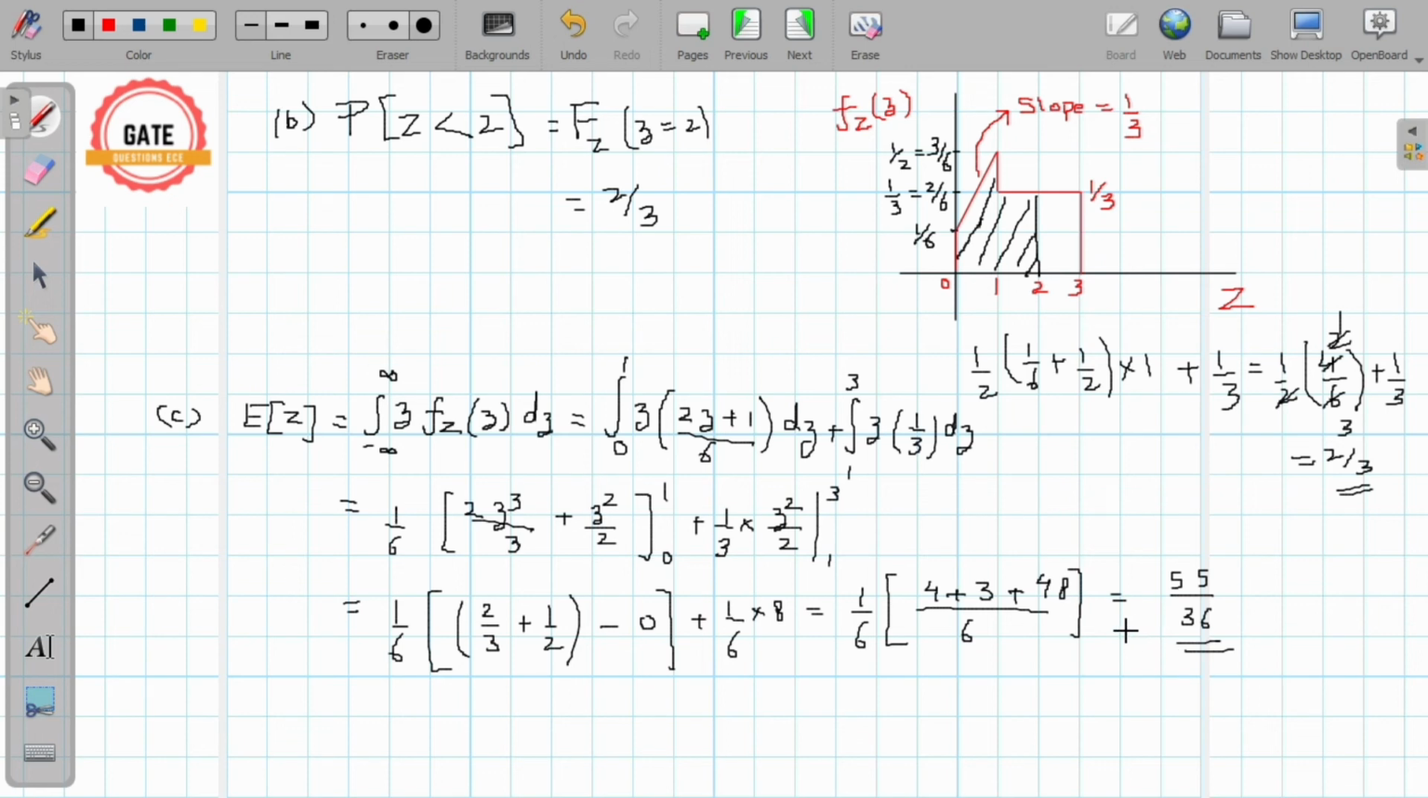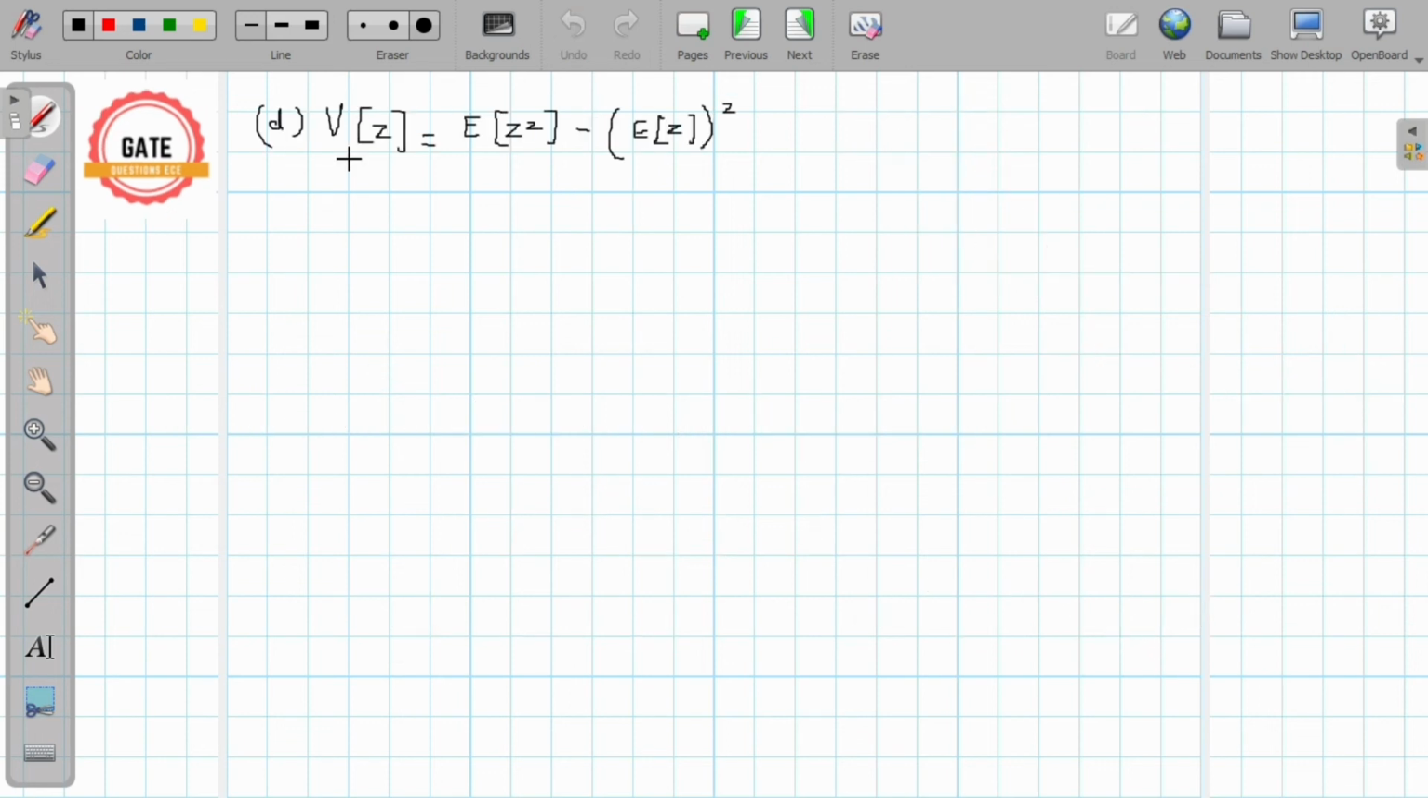So next we will calculate the variance of Z. So variance of Z is equal to expectation of Z square minus expectation of Z whole square. So this will be equal to expectation of Z square minus this value we have already calculated. It is 55 by 36 whole square. So now we will calculate expectation of Z square.